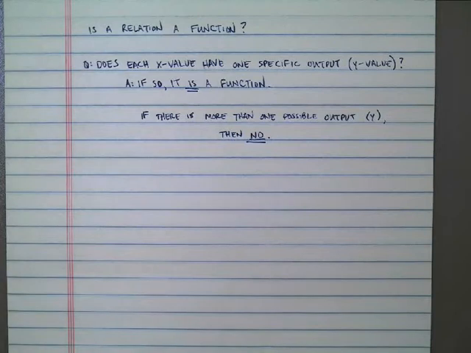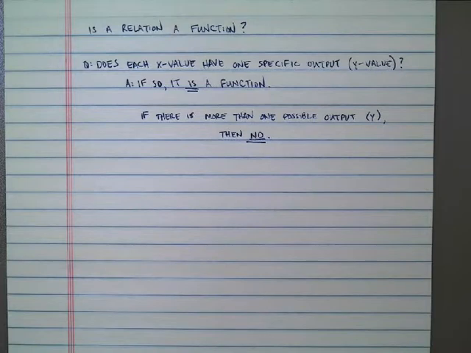In this video, I'm going to be talking about how to determine if a relation is a function. And the question we have to ask in order to determine this is, does each x value have one specific output or y value? If it has one specific output, it is a function. If there's more than one possible output, then no, it's not a function.